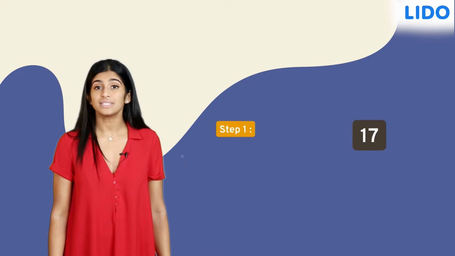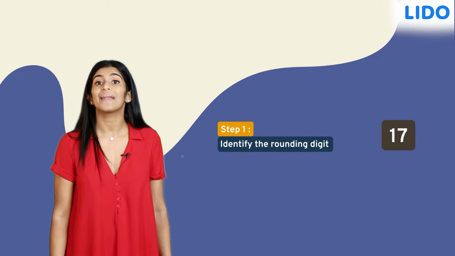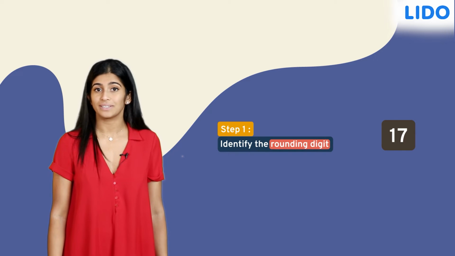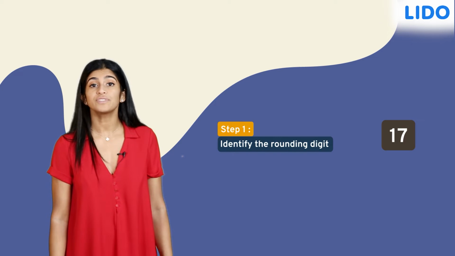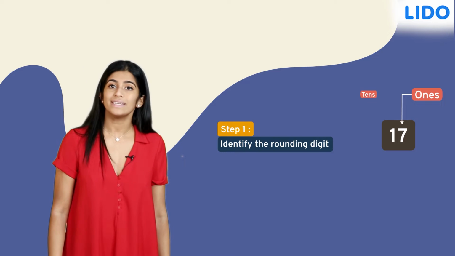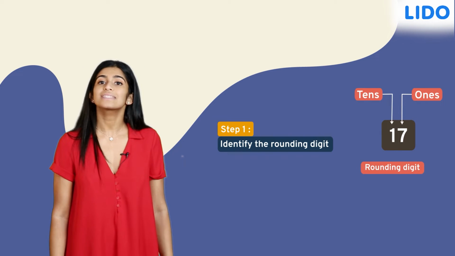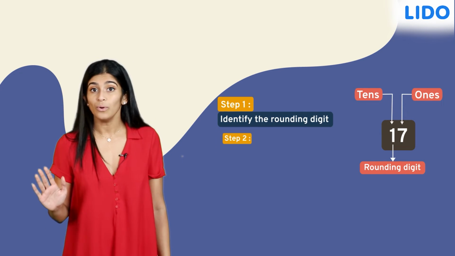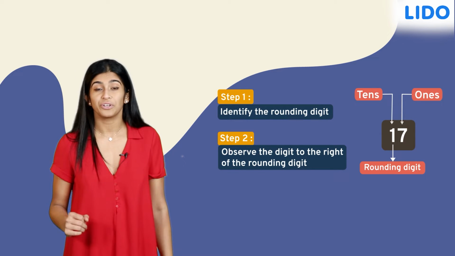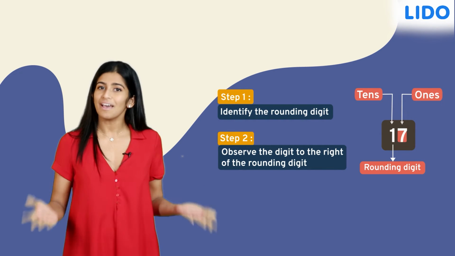Let's round off 17 to the nearest tens as we learn the steps. The first step is to identify the digit at the place value we want the number to be rounded up to. This is also called the rounding digit. Here, we want to round off 17 to the nearest tens place. So, 1 is in the tens place. This is the rounding digit. Now, observe the digit to the right of the rounding digit. The digit to the right of 1 is 7.